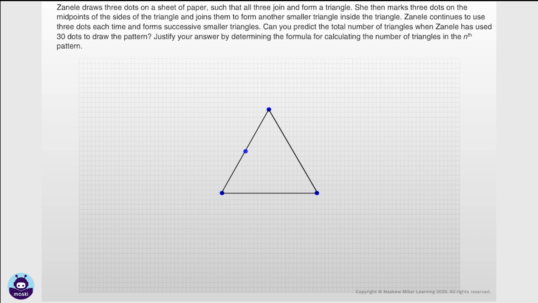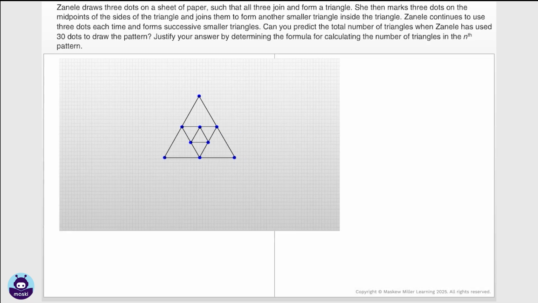She then marks 3 dots on the midpoints of the sides of the triangle and joins them to form another smaller triangle inside the triangle. Zanele continues to use 3 dots each time and forms successive smaller triangles. Can you predict the total number of triangles when Zanele has used 30 dots to draw the pattern? Justify your answer by determining the formula for calculating the number of triangles in the nth pattern.